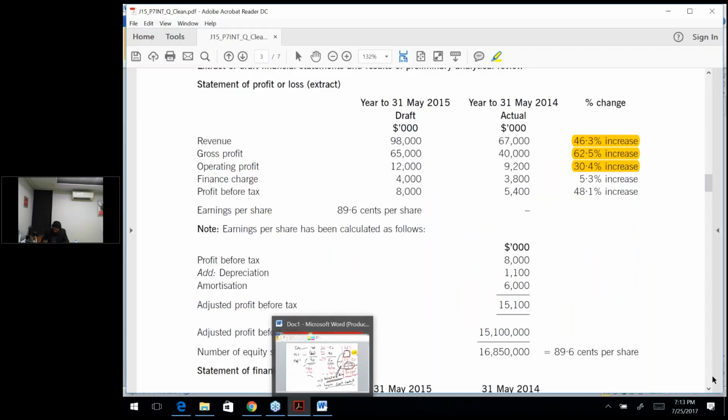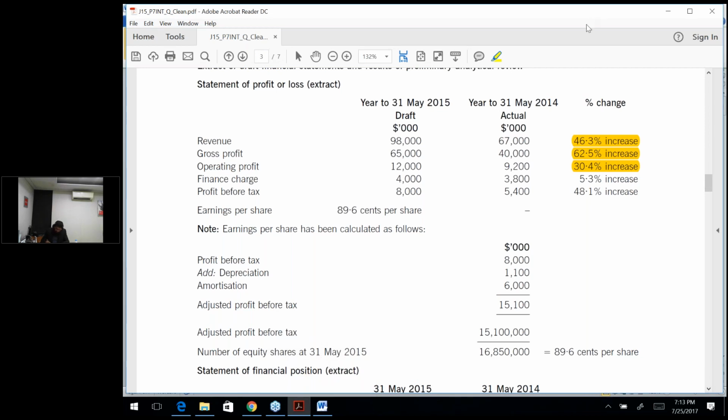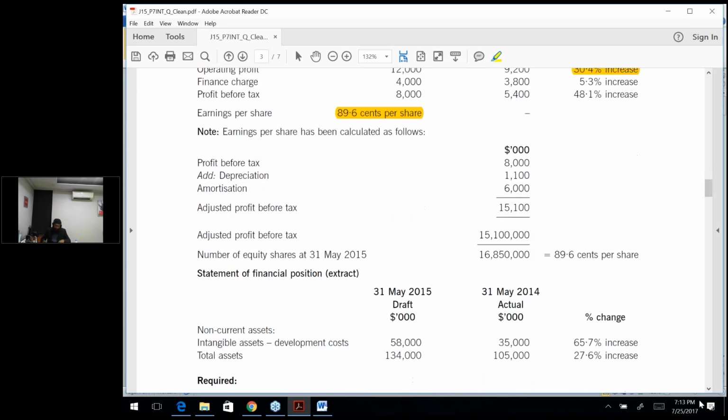Now let's move forward. So if I see further, the finance charges, etc. The EPS is 89.6. It says the EPS has been calculated as follows. Profit before tax is given, the depreciation is added back, and amortization is added back. We did discuss that this is incorrect. We did discuss that this is all incorrect. So this is not a correct calculation.